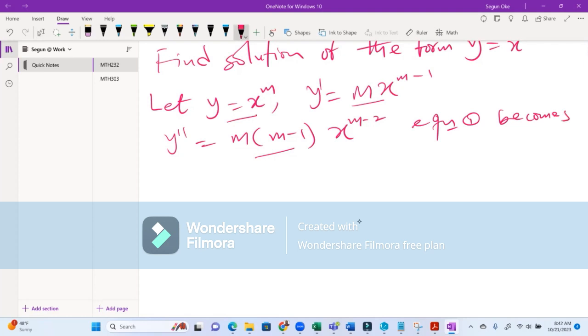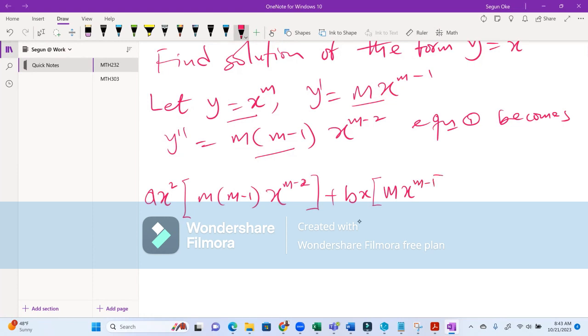Anywhere you see y prime, substitute what you have for y prime there. So equation 1 will be ax squared m into m minus 1 x to the power m minus 2, plus bx, where y prime is mx to the power m minus 1, plus c, which is y, x raised to power m, equals 0. We call this one equation 2.